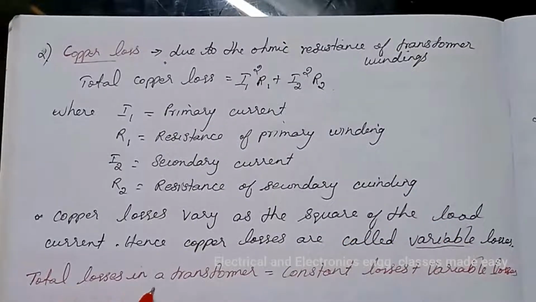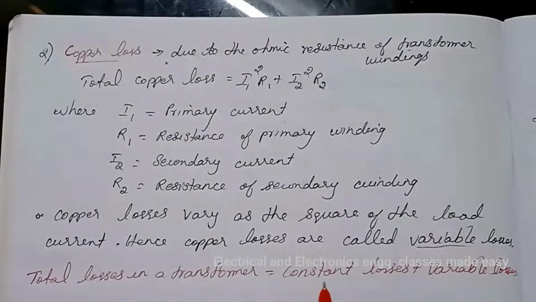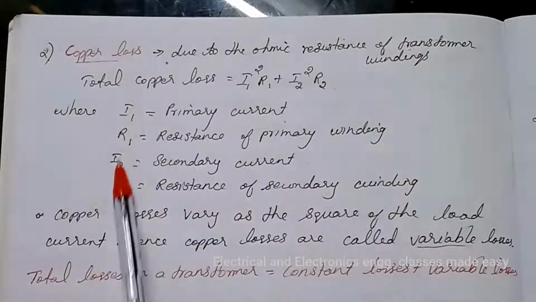So the total losses in a transformer is equal to constant losses plus variable losses, where constant loss is the iron loss and variable loss is the copper loss.